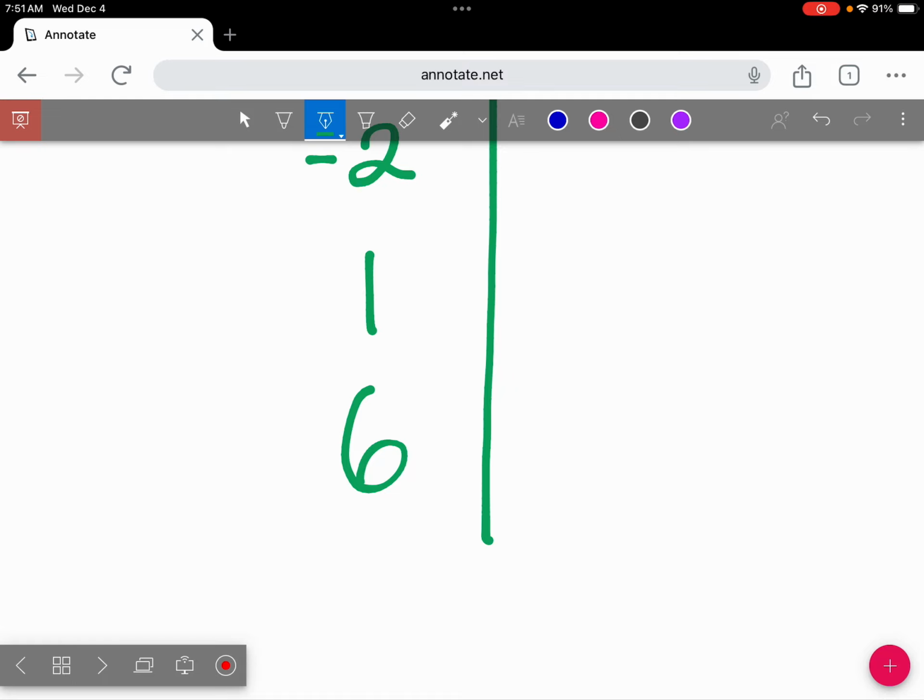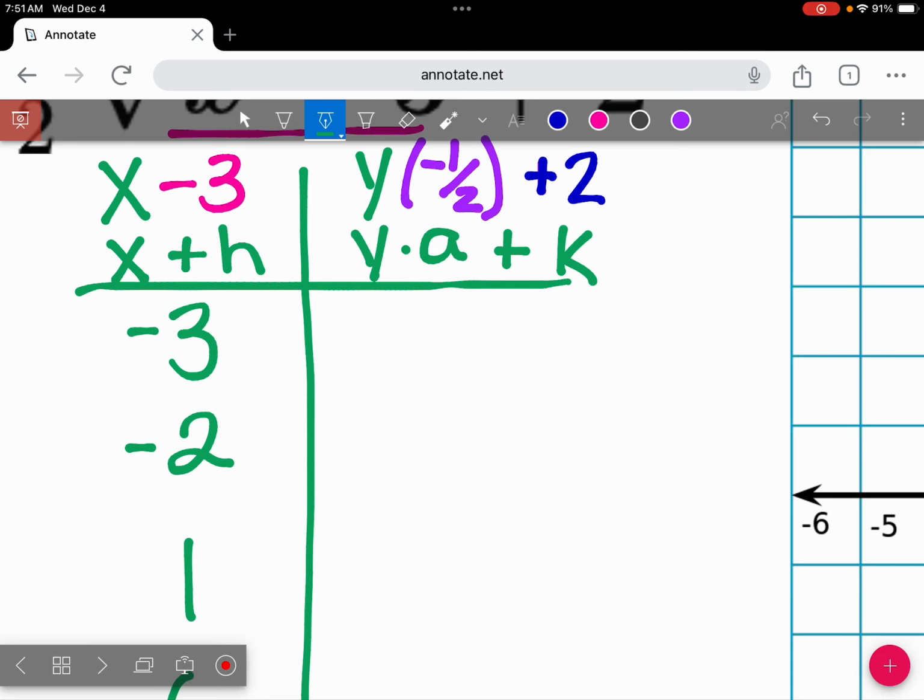So our y's, y times -1/2 plus 2. 0 times -1/2 is 0, plus 2 is 2. 1 times -1/2 is -1/2, plus 2 is actually 1 1/2. -1/2 plus 2 is the same thing as 2 minus 1/2. So it's either 1.5, 1 1/2, you could put 3 halves. However you want to put it.